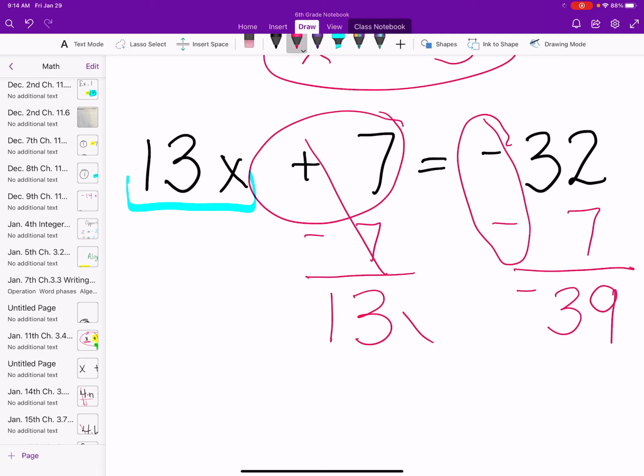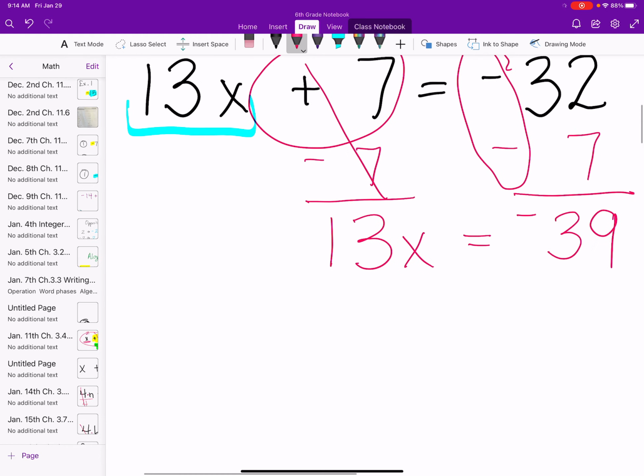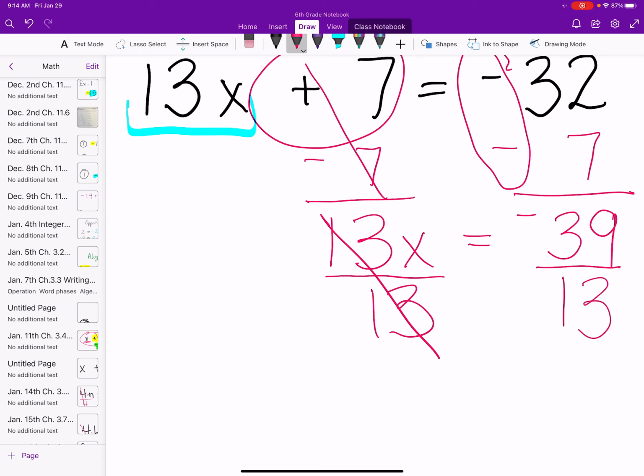So now we have 13 times x equals negative 39. You can think about this in your head. 13 times what gets me negative 39? If you can't do it in your head, you're going to say, what's the opposite of 13 times x? It would be divided by 13. I'm going to divide by 13 on one side, and I have to do it on the other. So x is going to equal negative 39 divided by 13, which is a negative 3. 39 divided by 13 is 3. There was only one negative, so our answer has to stay negative.